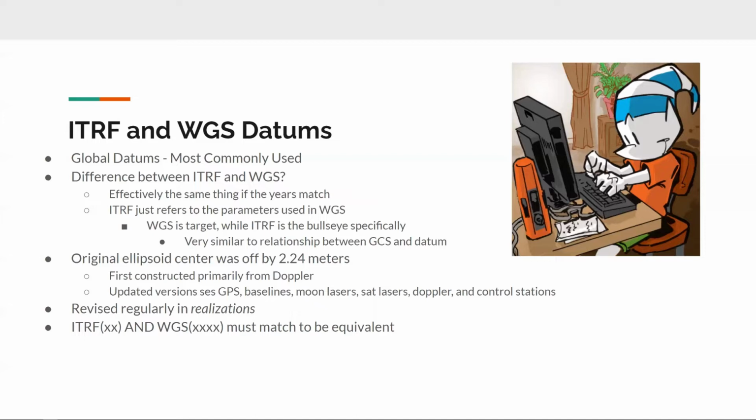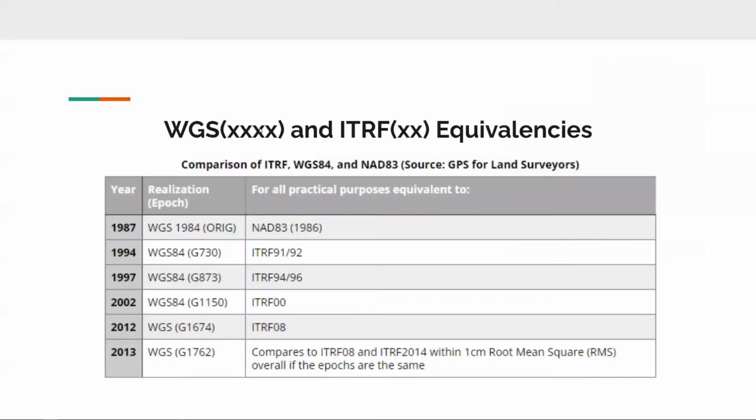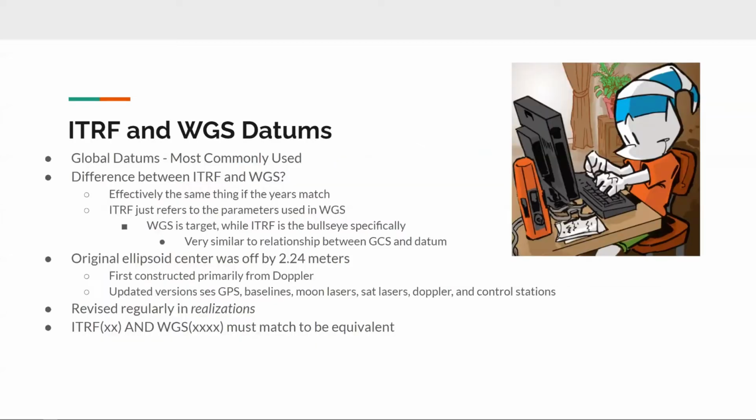So it's effectively the same thing if you ever see them next to each other, but you do have to make sure the years line up. In the next slide, I describe how they match up. That would be the only difference, if the numbers don't match. But as far as the datums themselves, they're practically equivalent. So if you see ITRF, it's WGS. If you see WGS, it's ITRF.